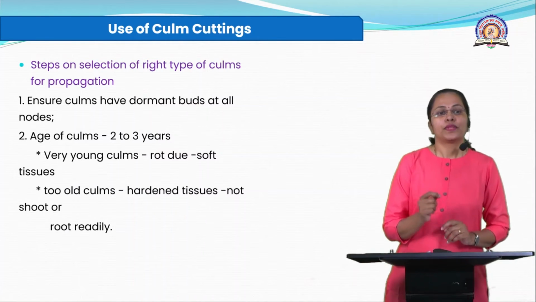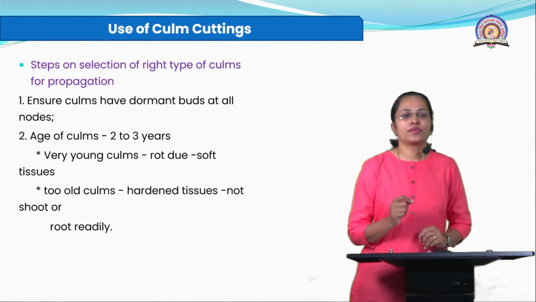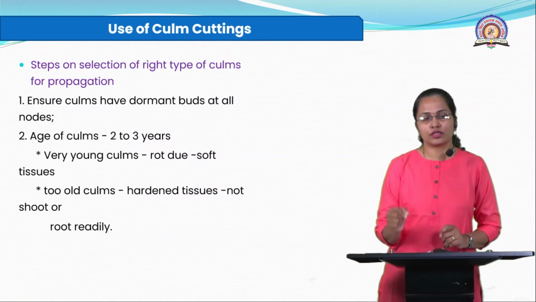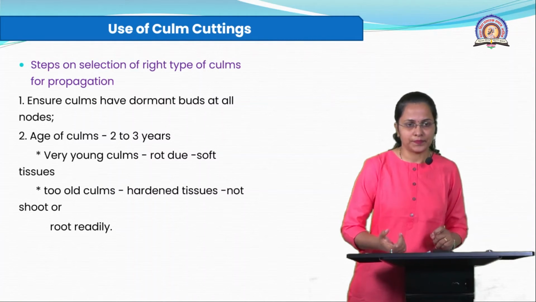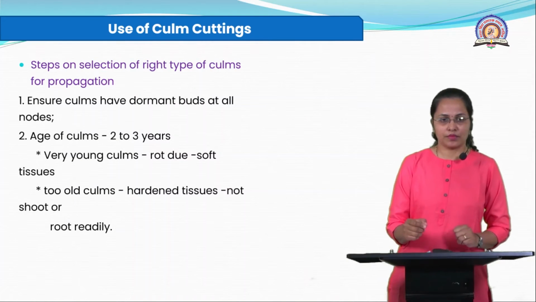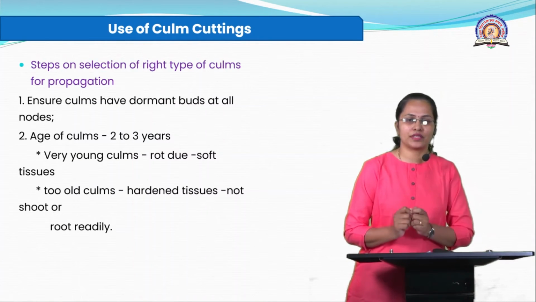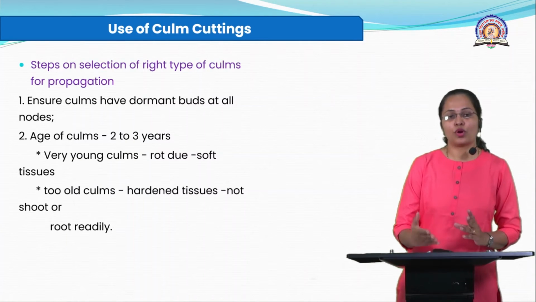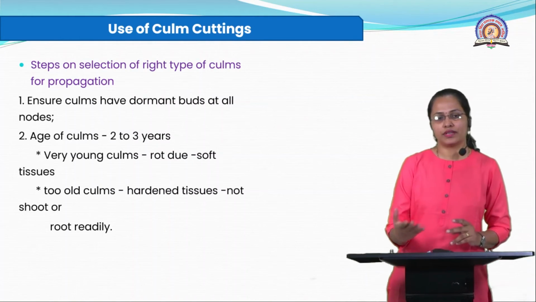Okay. Now, the clumps which we are going to select should be in the range of 2 to 3 years for the process of cutting. Remember that we should not use a very young stem because it has very soft tissue, and that can decompose and rot due to its soft nature.